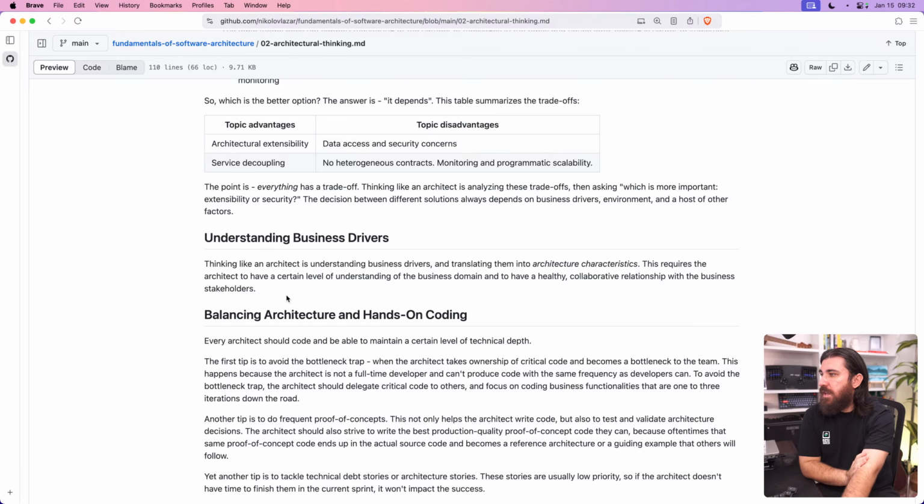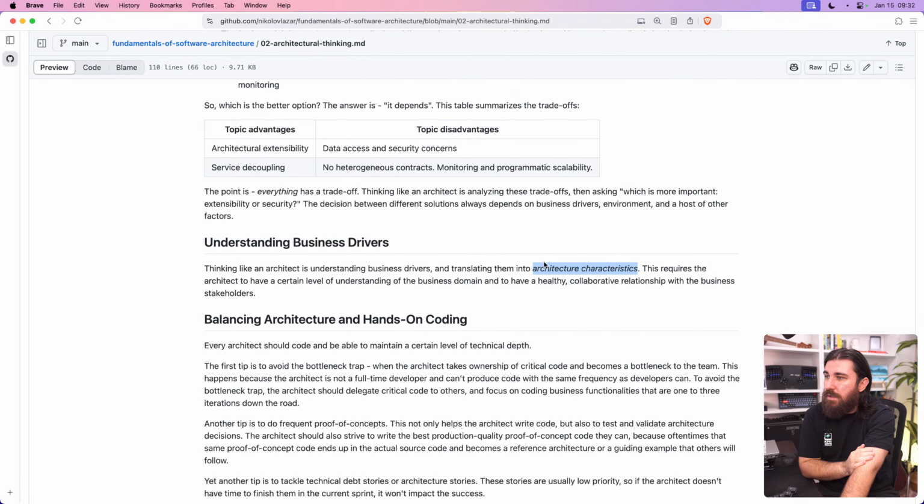Understanding business drivers. Thinking like an architect is understanding business drivers and translating them into architecture characteristics. I just touched on that with the security and the banking. This requires the architect to have a certain level of understanding of the business domain and to have a healthy collaborative relationship with the business stakeholders. So basically, as an architect, you cannot allow the stakeholders to hate you or not to trust you, because it is important to have a collaborative relationship.